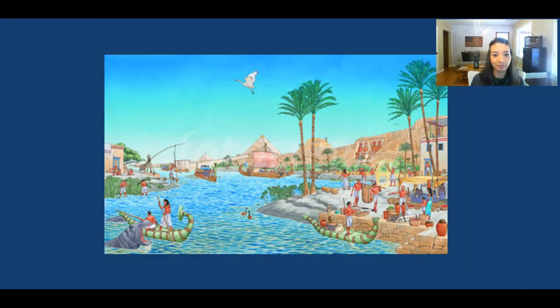All right, so we're going to start with the geography of Egypt, and I chose this painting because it gives you an idea of how long and how wide the Nile was in some areas, and then the peoples that used the Nile and how they settled along the banks.